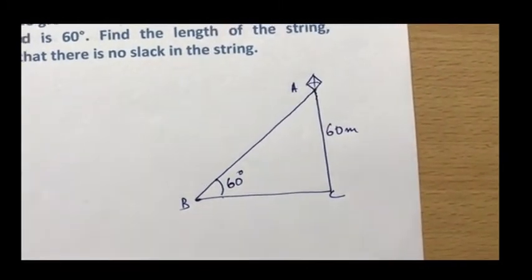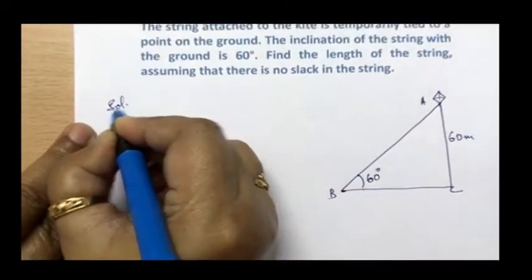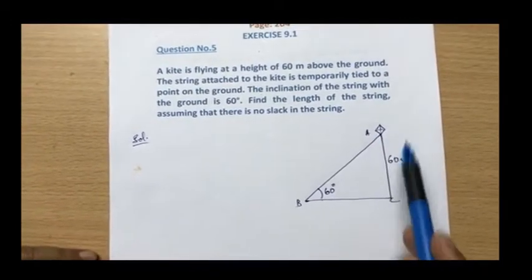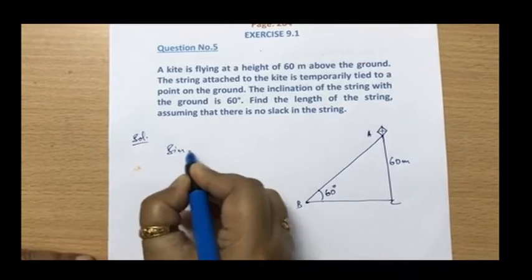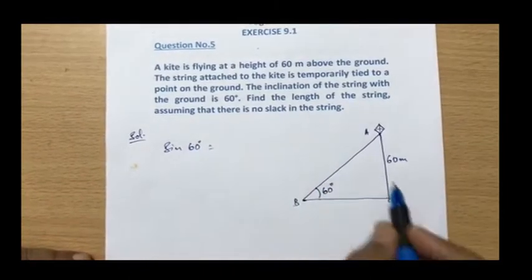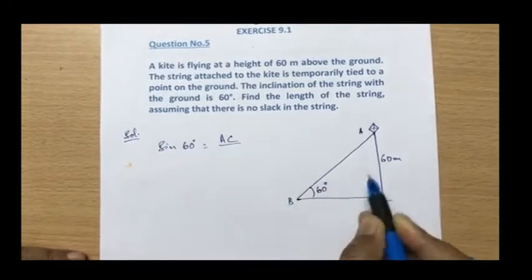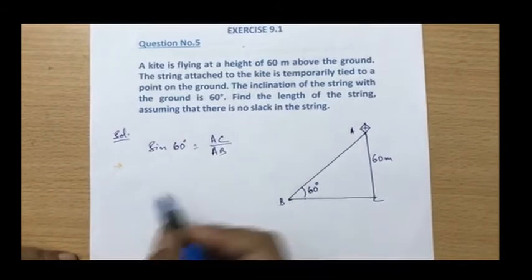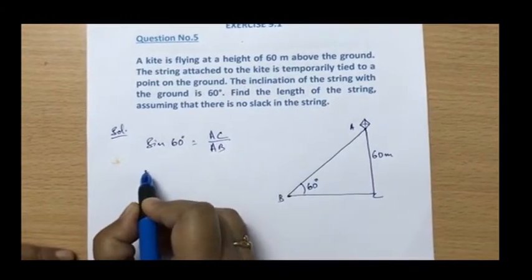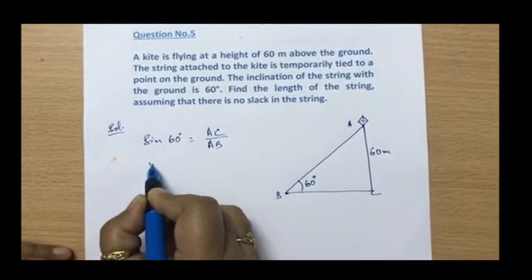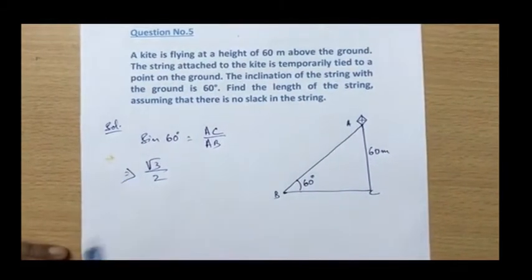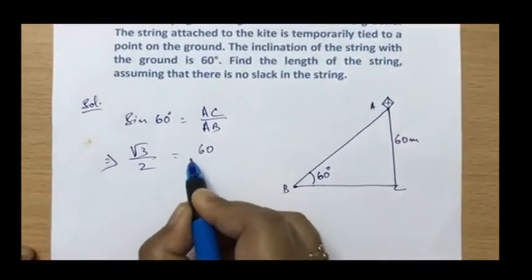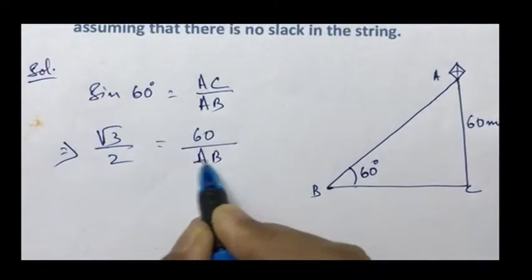So here, which trigonometry ratio will you give? Very simple. Sine. If I give sine, perpendicular by hypotenuse. So sine 60 degree is equal to perpendicular, AC by AB. Okay. So what is AC? AC is 60. What is sine 60? It is root 3 by 2. Hope you remember this. Okay. Otherwise it will be very disastrous. So it is 60 by AB.